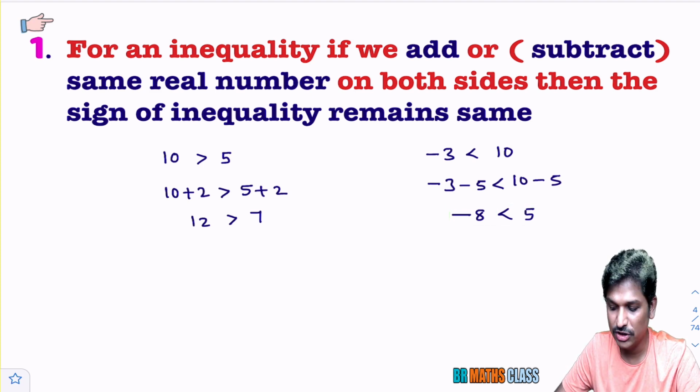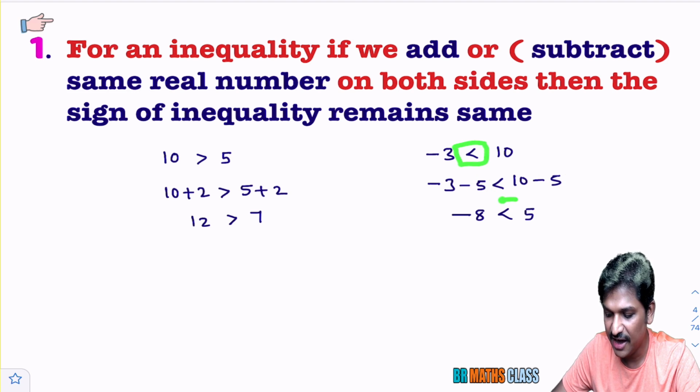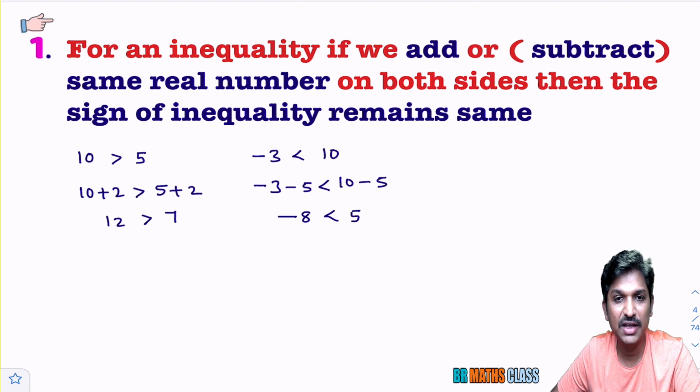Here, what point you need to know? There is an inequality. For that inequality, if we subtract the same real number on both sides, the sign of inequality remains the same. So this is the rule you need to memorize. Throughout this chapter, 3 rules are there. We are going to use all 3 rules very frequently. Now, I'll try to explain this more clearly with an example.